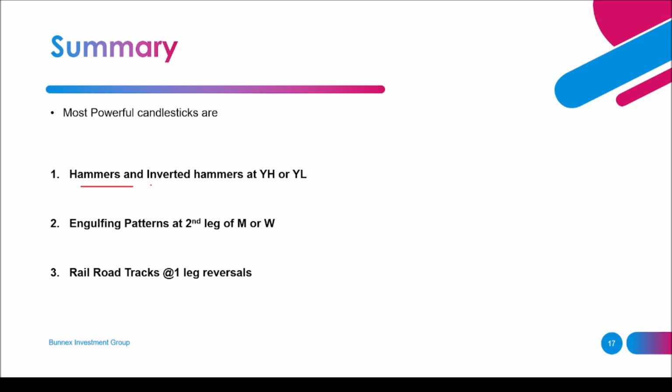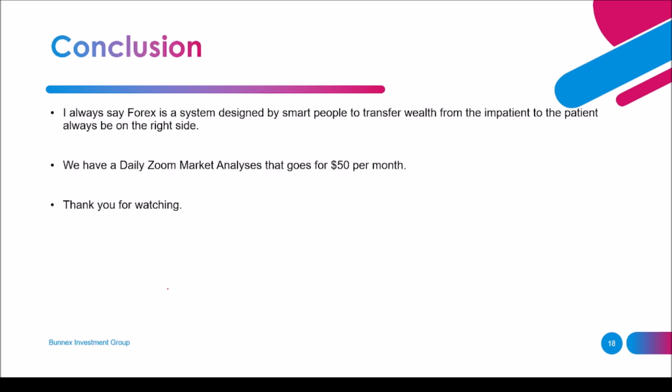So here's the summary of everything that we were talking about in this small course. We said hammers and inverted hammers are powerful at yesterday's high or yesterday's low. And we've said we come back to yesterday's high or yesterday's low if the market gave us a day of consolidation on the previous day. Engulfing patterns at the second leg of MOW are the most powerful candlestick patterns. Then RRT or railroad tracks at the first leg are also powerful candlestick patterns. In conclusion, I always say Forex is a system designed by smart people to transfer wealth from the impatient to the patient. Always be on the right side.